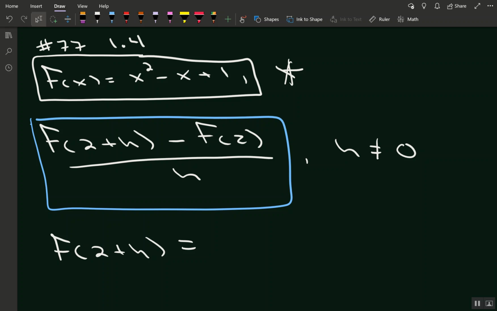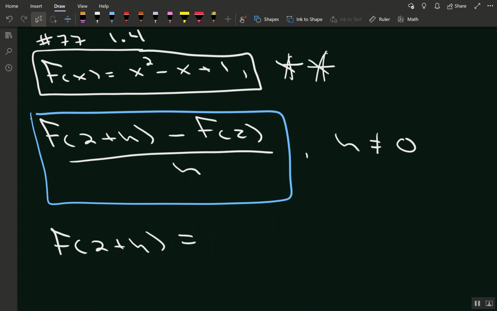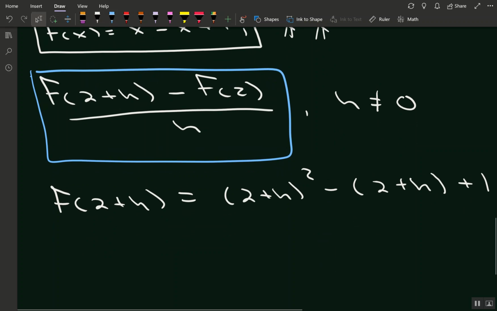Okay, so if you look at the rule up here again, we have to square x, subtract x, and add 1. So whatever we put in there, we're going to square it, we're going to subtract it, and then we're going to add 1. Okay, so this time we're putting in 2 plus h. So I got to take that whole thing, I got to square it, and I got to subtract it. Notice the use of parentheses, and then I got to add 1. That's what they asked me to do.